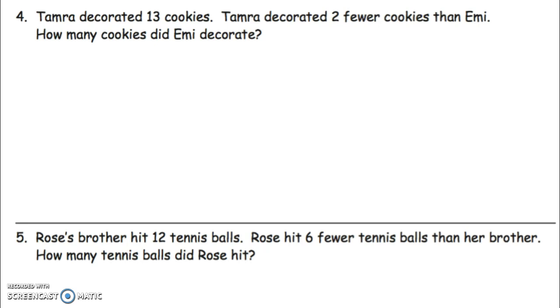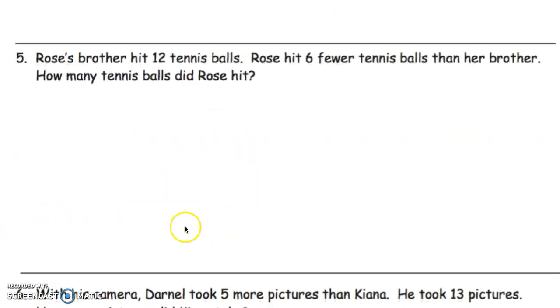Number 4, Tamara decorated 13 cookies. Tamara decorated 2 fewer cookies than Emmy. How many cookies did Emmy decorate? RDW with a number sentence and a statement using the who, Emmy, in your sentence.